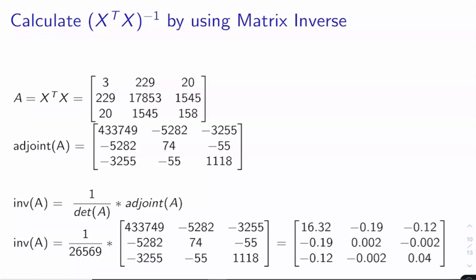The inverse of a matrix is nothing but the adjoint of that matrix A divided by its determinant. The adjoint of this matrix A is this, which we calculated in our previous slide. Now you need to divide each element by the determinant value, which is 26,565. When you divide every element of this matrix by 26,565, this is the result. This result is the inverse of XᵀX, and this completes our third step.